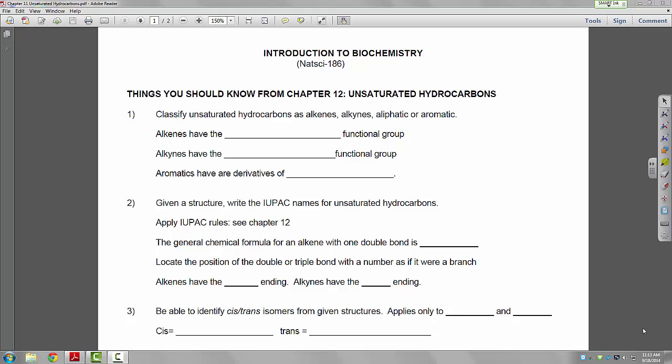Okay, welcome to the review sheet for Chapter 11, the unsaturated hydrocarbons. I recognize this as Chapter 12, but it's Chapter 11. Chapter 11 talks about these unsaturated hydrocarbons.